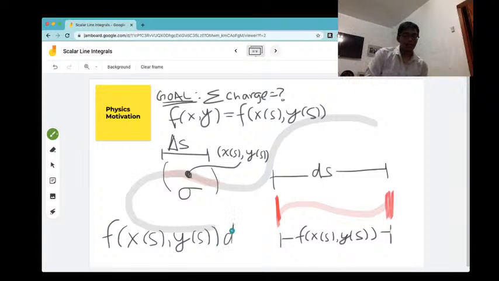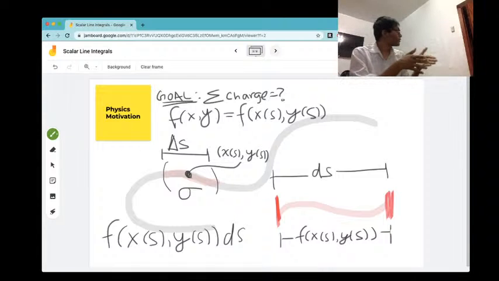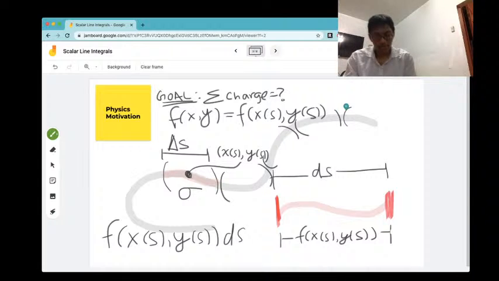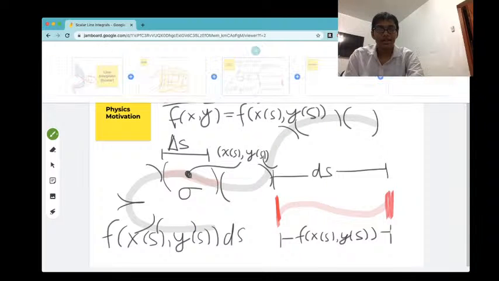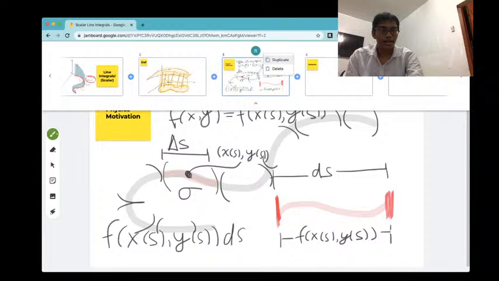But remember, we don't want the total charge over a small piece of the wire. We want it over the whole wire, right? So what do we do? We're going to take the sum of all of those small charge densities, right? The charge density here, charge density here, charge density here, total charge there. Okay, so we're going to add up all those total charges over those infinitesimally small paths of the wire, and what are we going to get? Well, let's duplicate this slide and move on to the next one to see what I'm going to get.